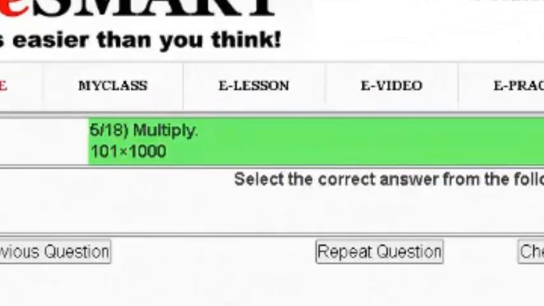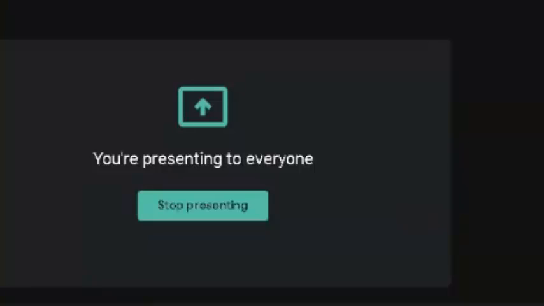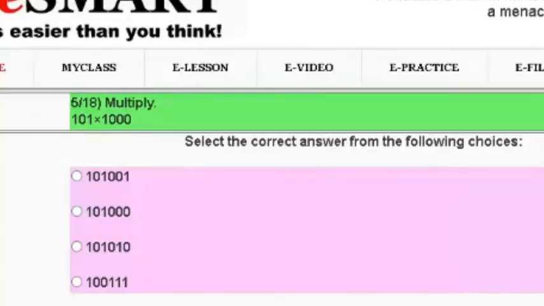Okay, so go ahead and multiply 101 by 1000, please. Tell me which one is the answer. 101 and three zeros. 101 and three zeros. This one? Yes. Okay, let's check. Perfect.